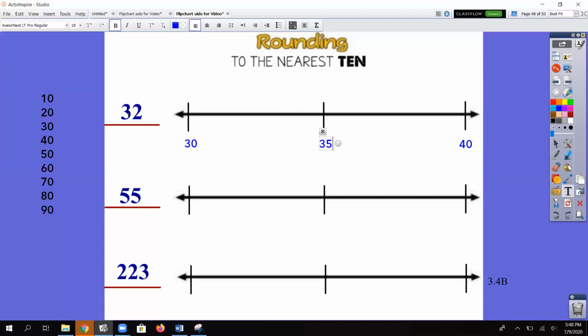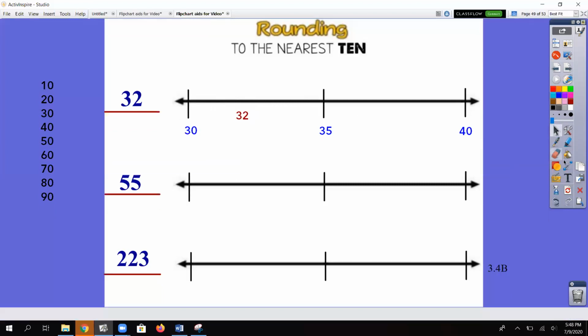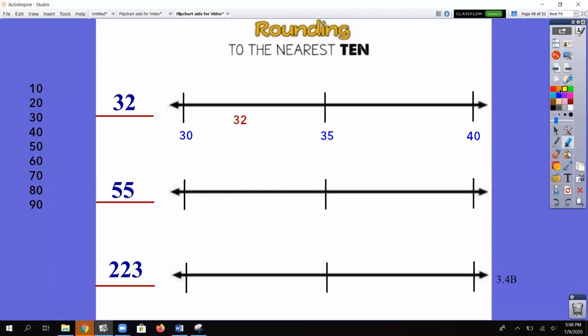Now we have to find 32. Well, 32 would fall about 31, 32, about right here. About 32, and then 33, 34. You can even write your little tick marks if you'd like. Now, where will 32 round to? I'm going to put a big dot here where 32 is, and you have to decide where it's going to round to, 30 or to 40. Think of that story we said. If you're out of gas, you're going to go to this gas station or this gas station. You're going to go here, right?